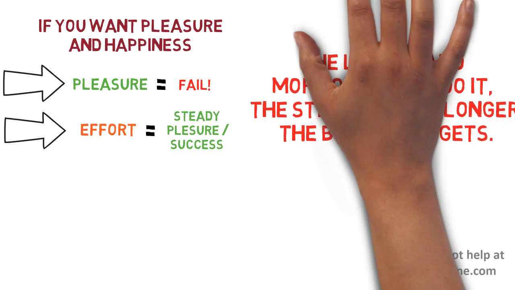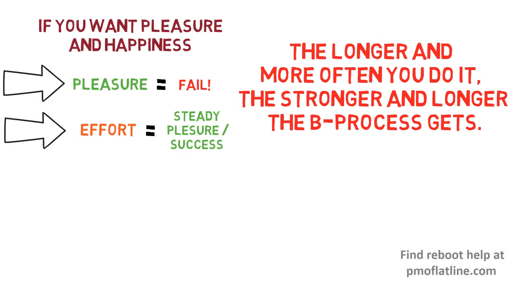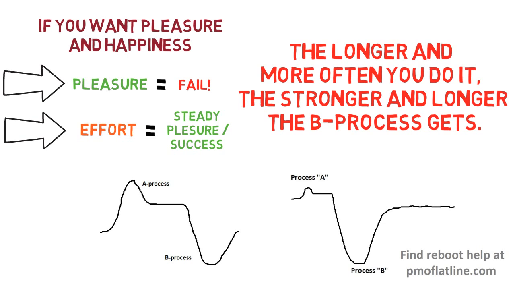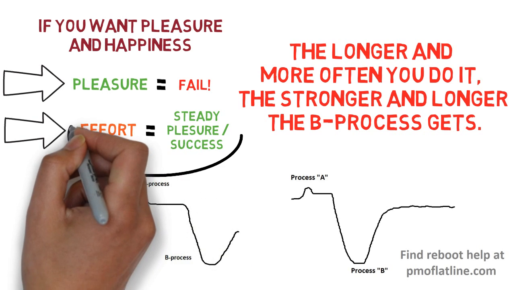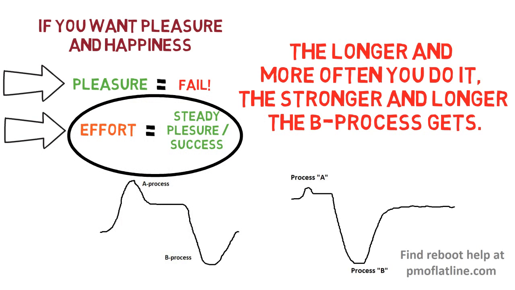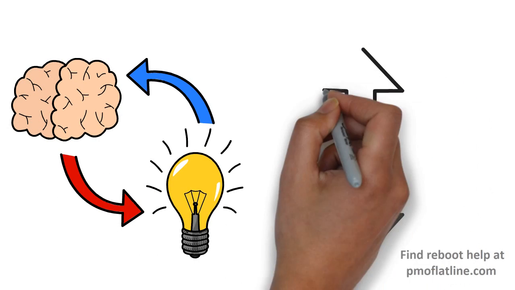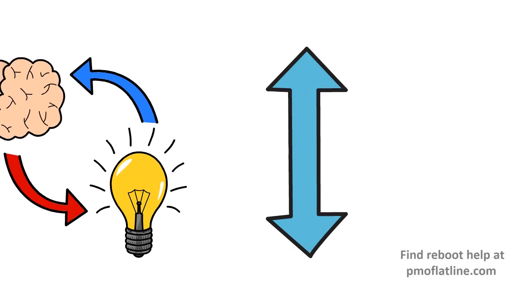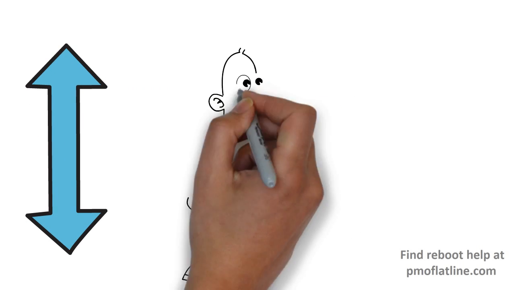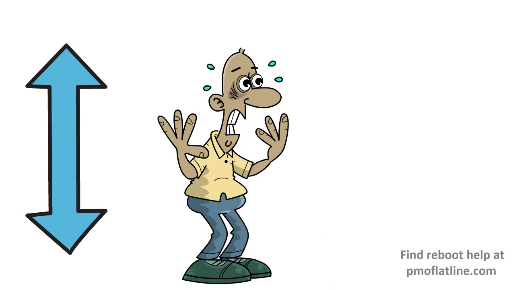Because remember, the longer and more often you do it, the stronger and the longer the B process gets. So chasing pleasure directly is a losing battle in the long run. But chasing pleasure indirectly is a long-term winning battle. And also remember that the A and B processes are directly opposite to each other. This means that you can apply this concept to everything you want to improve in life.